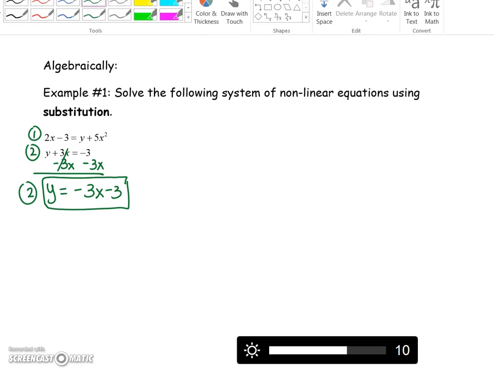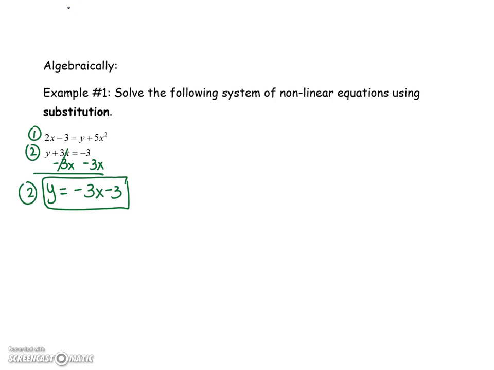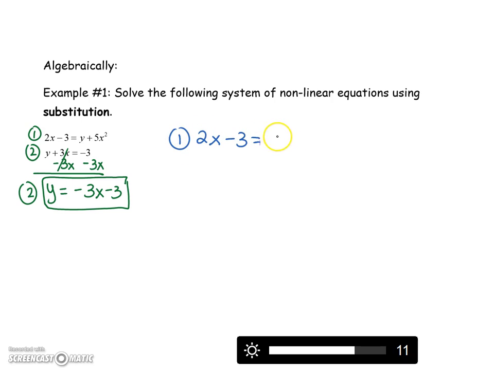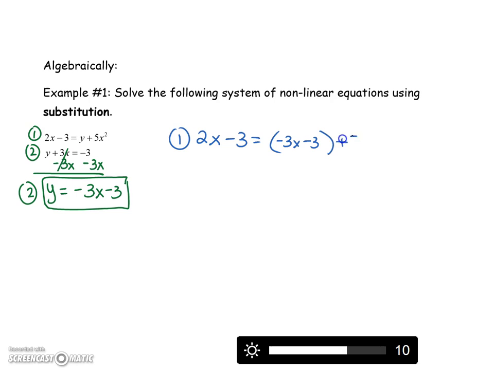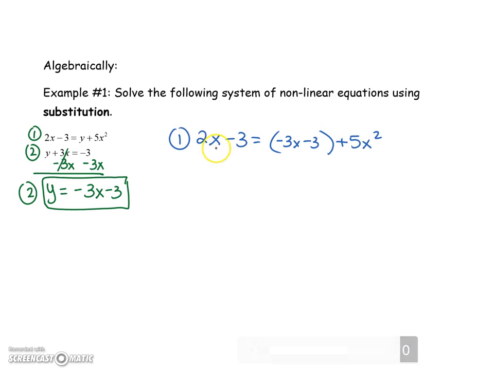Looks a little different to the eye. Alright, so now I'm going to take that equation and put it back into the first equation. Instead of writing y, I'm going to put -3x minus 3 plus 5x squared. Notice that there are no more y variables in there, so my goal is to now solve for x. So I'm going to simplify.